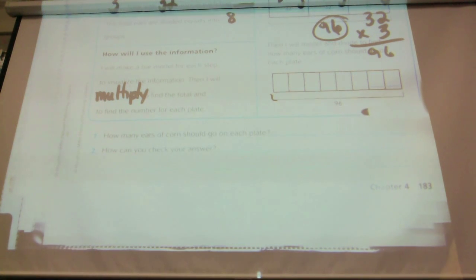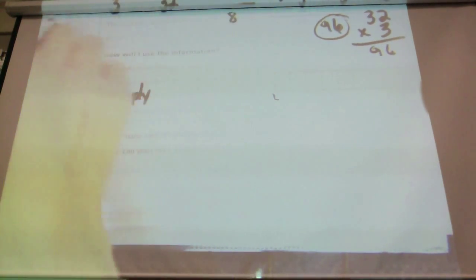There is 96 ears of corn total. How many are going to go on the plate? What function am I going to use to figure out how to put 96 pieces of corn on 8 plates? I want you guys to think about it before you raise your hand. What math function am I going to do?